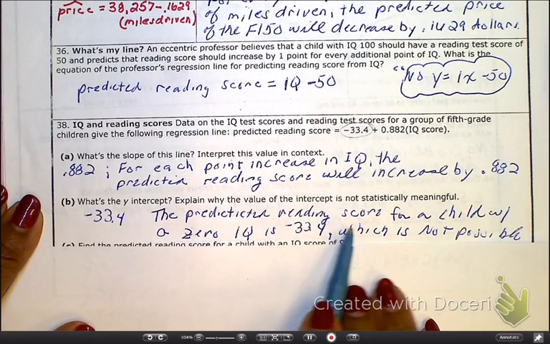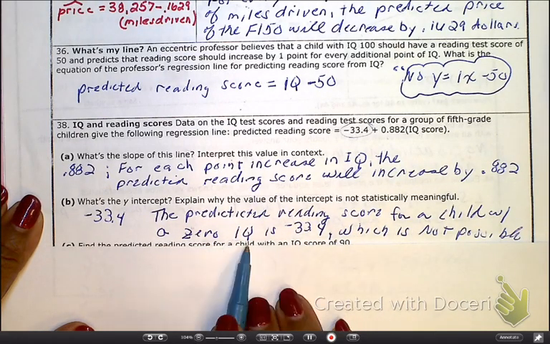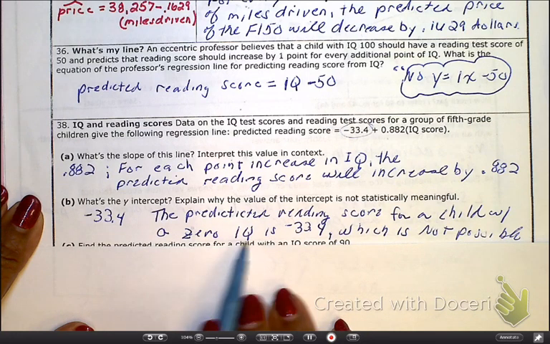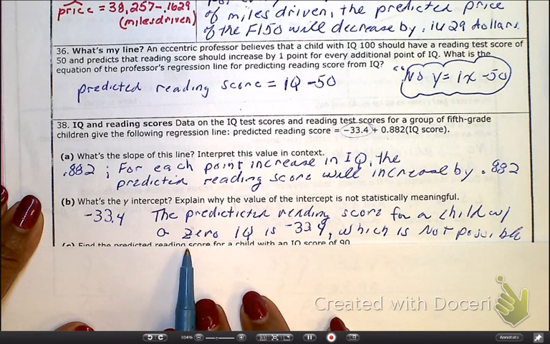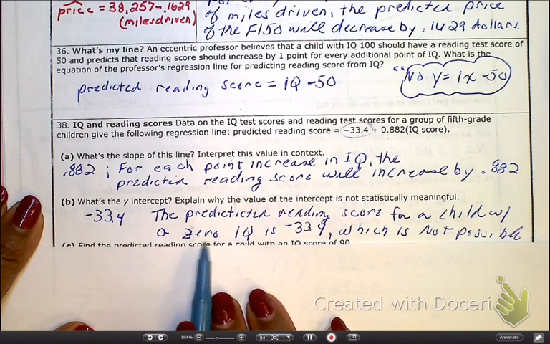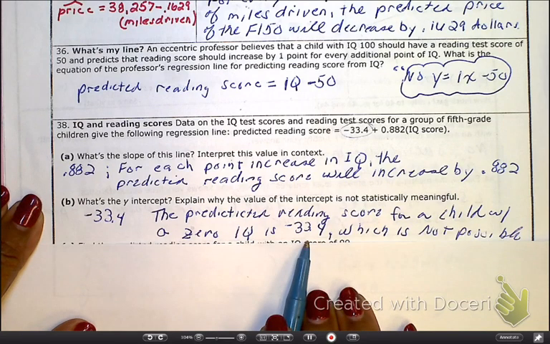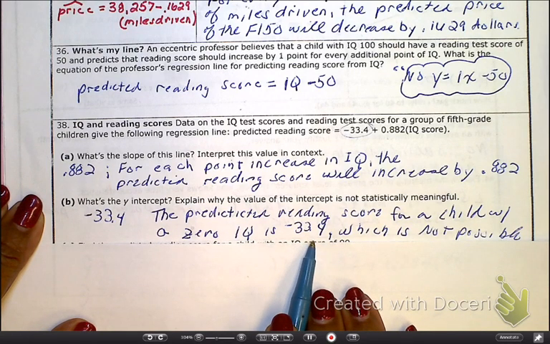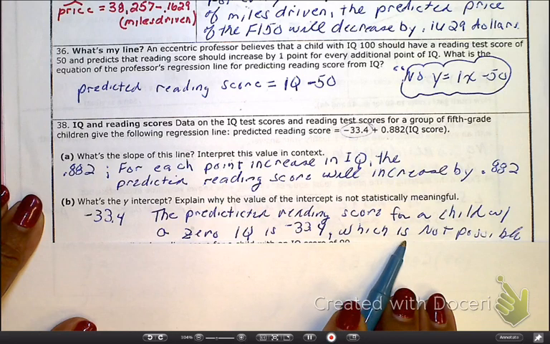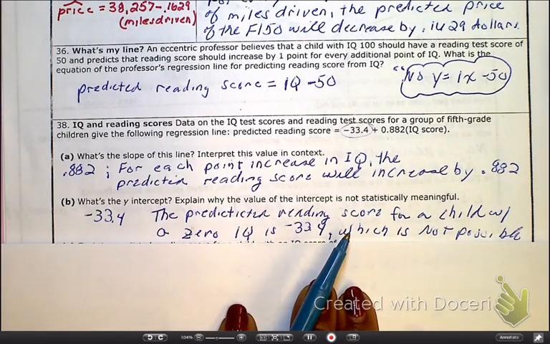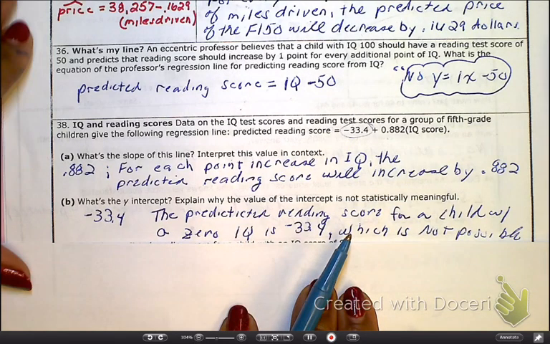And they're saying the predictor score of the child is going to be zero, for a child with a zero is going to be a negative 33.4. So that's not possible. How do you have an IQ that's below zero? Okay, so that's where that came from.